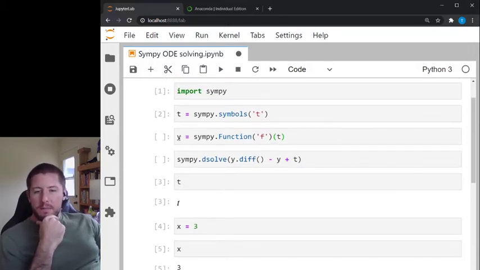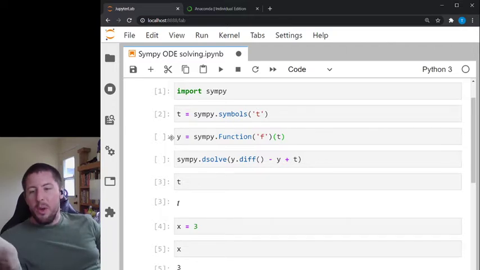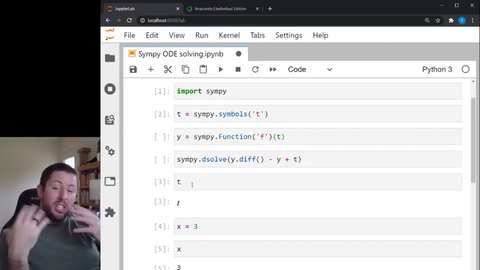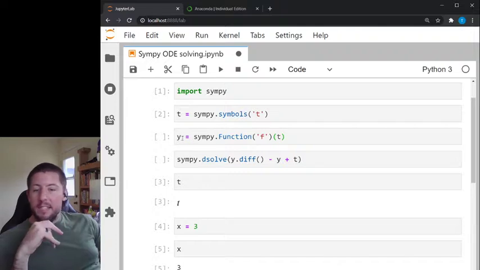Another thing that we want to define here is a function y, because y is a whole function of t. We don't know what y is yet, but I know that y is a function of t. It's not just another variable. I could have defined y up here the same as I defined t, but I want SymPy to understand under the hood that y is a function of t.